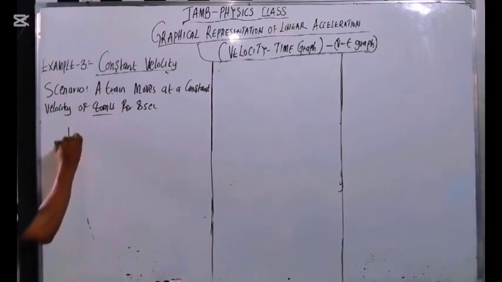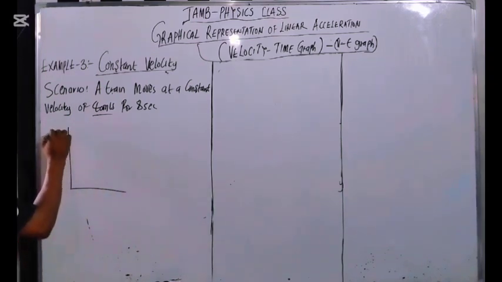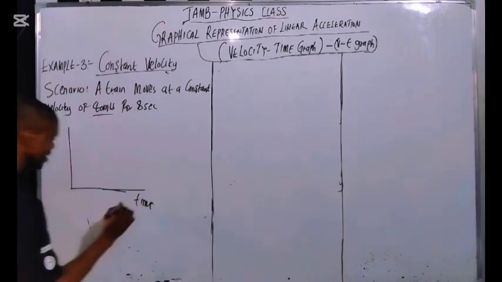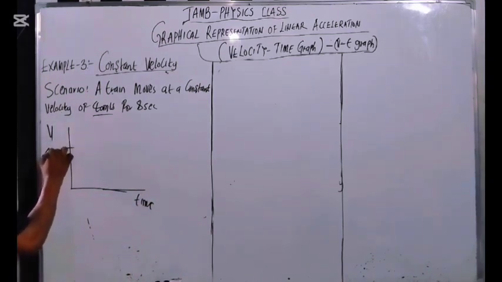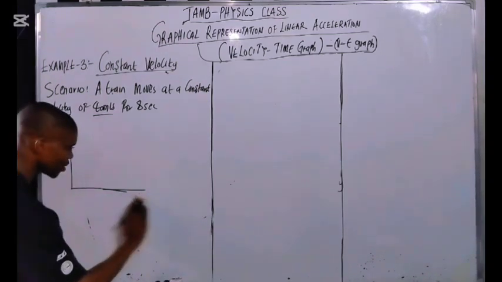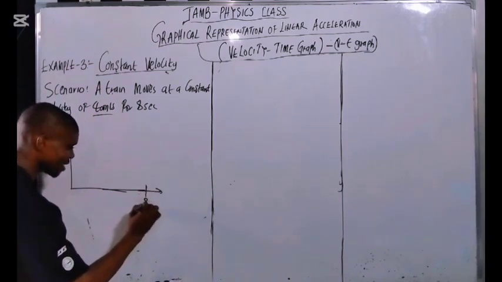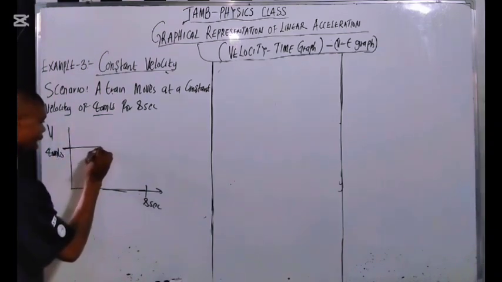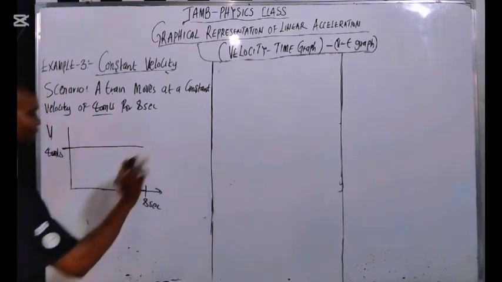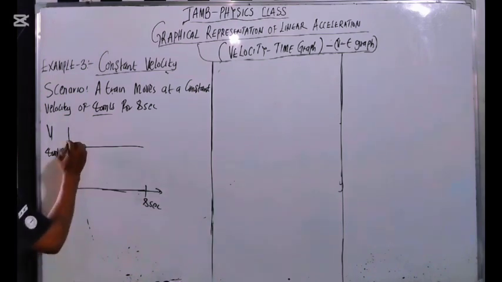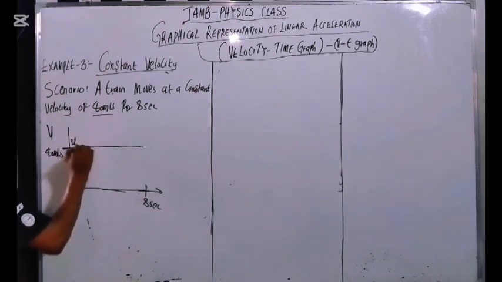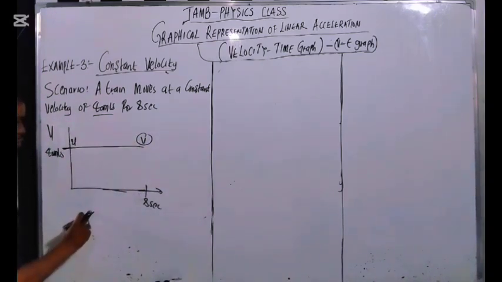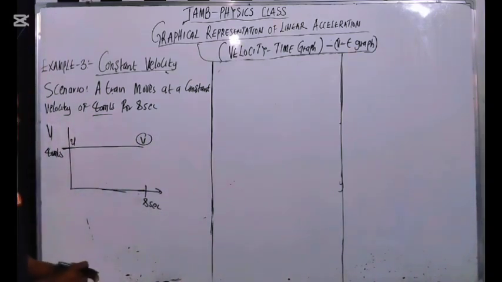Let me say, if you look at it very well, here we have the velocity and here we have the time. Let us say here is 40 meters per second, and here is 8 seconds. The body moves at constant velocity, so there is no change in velocity. The final velocity is equal to the initial velocity because it is constant. Do you understand?